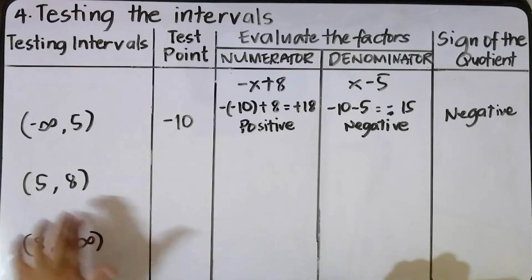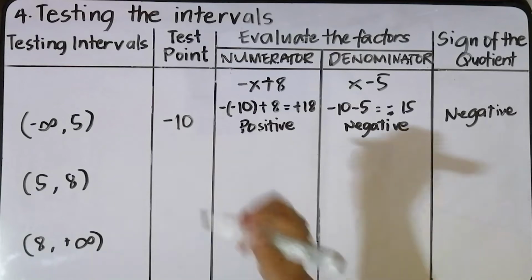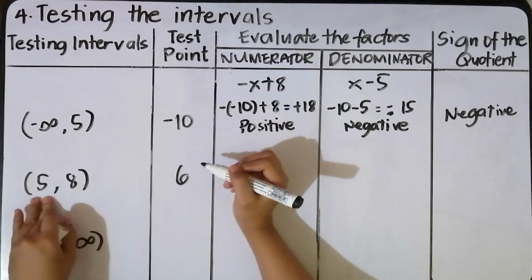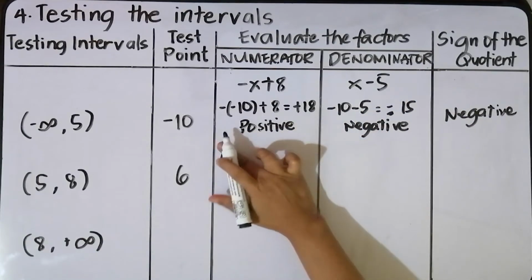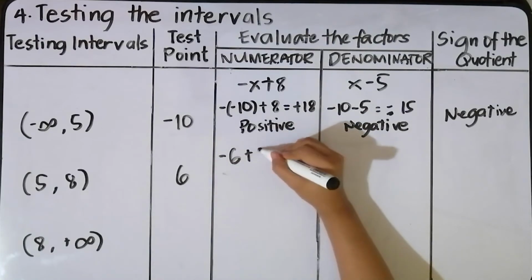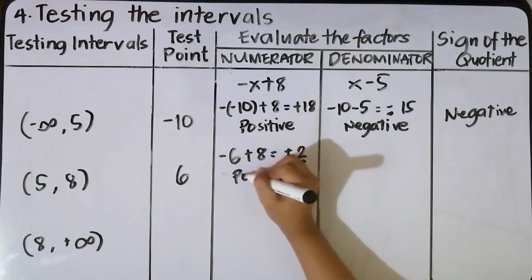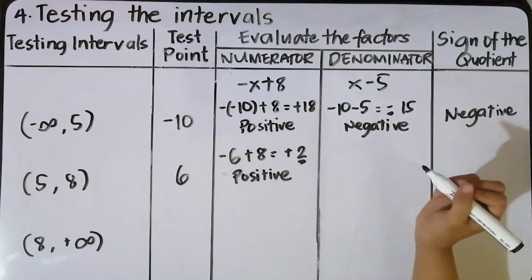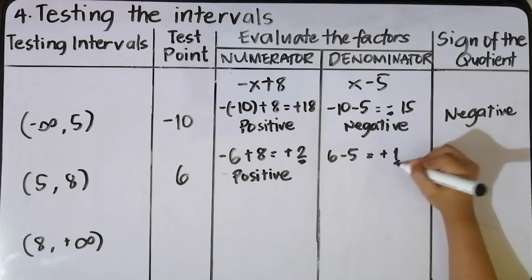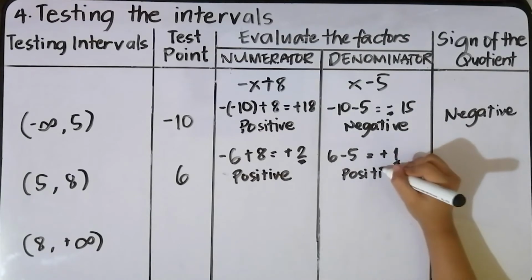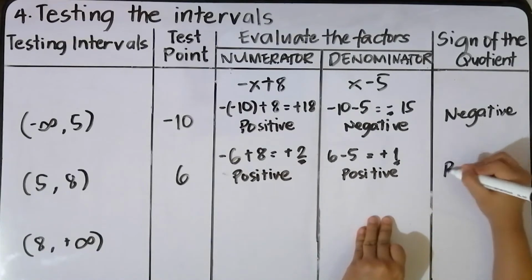For the next interval, we have 5 to 8. We can use 6 as the test point because it is in between 5 and 8. So, we evaluate our numerator. We have negative 6 plus 8, which equals positive 2. So, this is positive. For the denominator, we have 6 minus 5, that is equal to positive 1. So, this is positive. Getting the sign of the quotient, we have positive divided by positive. That is positive.